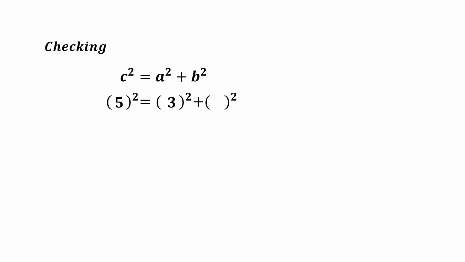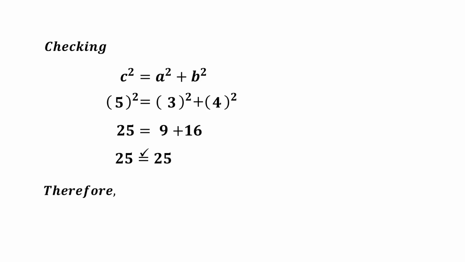We can check if 5 is the value or length of the hypotenuse using the formula, c squared is equal to a squared plus b squared. Then, we will substitute the values of a, b and c. So, we have 5 squared is equal to 3 squared plus 4 squared. Then, it becomes 25 is equal to 9 plus 16. Then, 9 plus 16 is equal to 25. So, we have 25 is equal to 25, therefore the lengths of the sides of the right triangle are 3, 4, and 5.